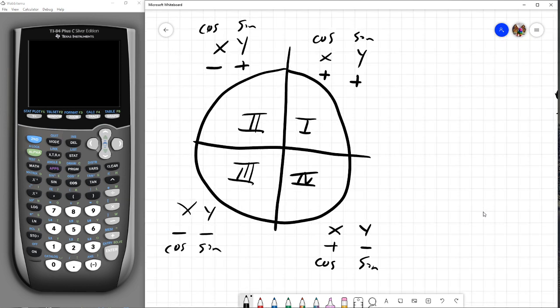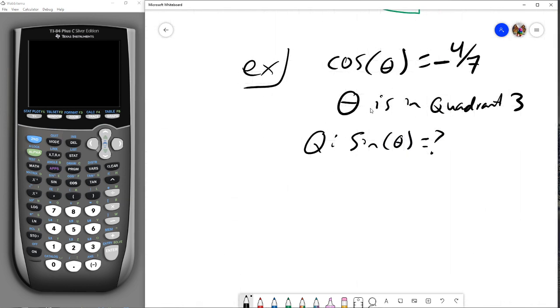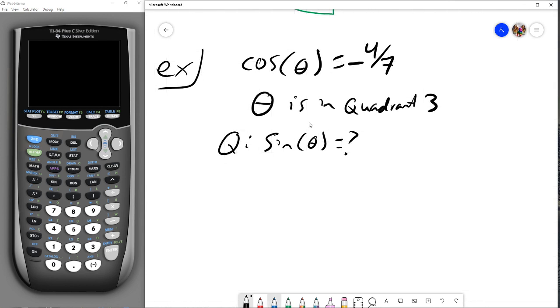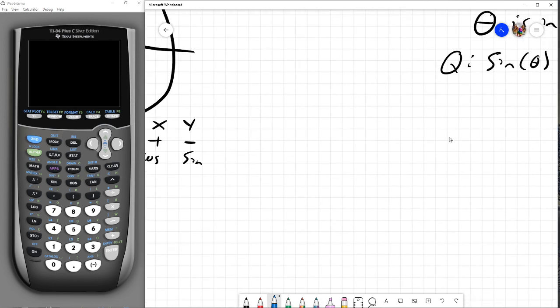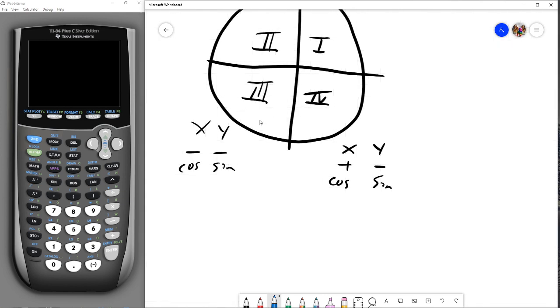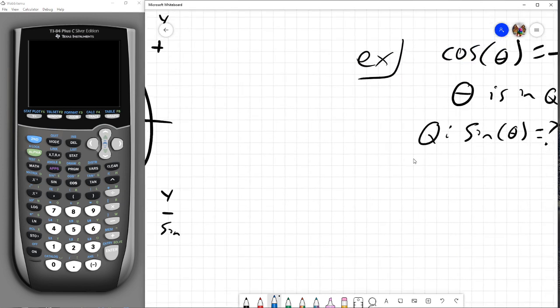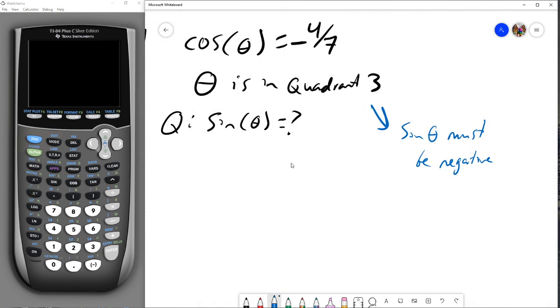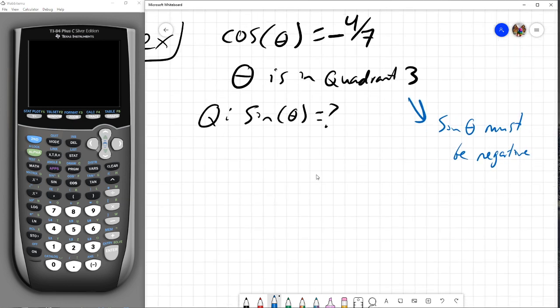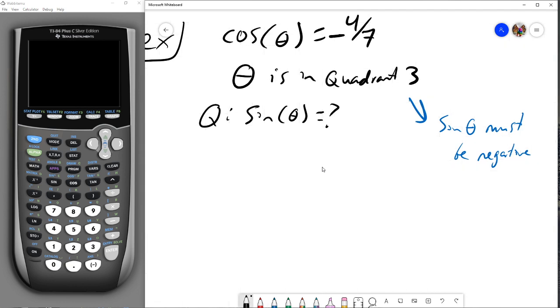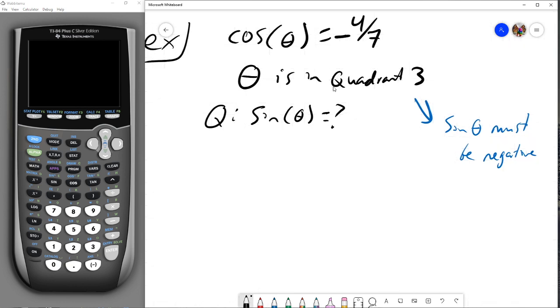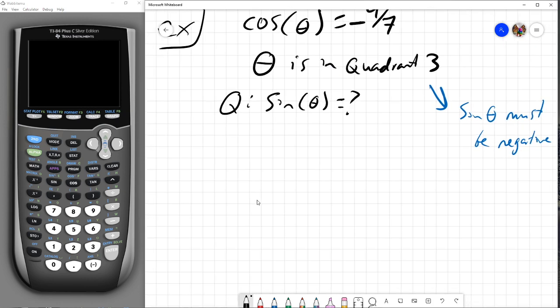So when we think back to our information here, we're told that theta is in quadrant 3. This tells us that sine theta must be negative because the y coordinate here is negative, and since the y coordinates are negative, sine must be negative. So this is an important piece of information right here. Now the other thing we want to think about is we need to draw a picture with this cosine theta.